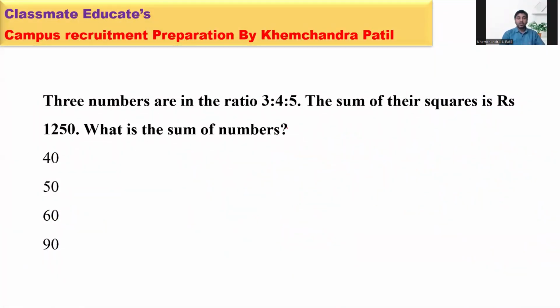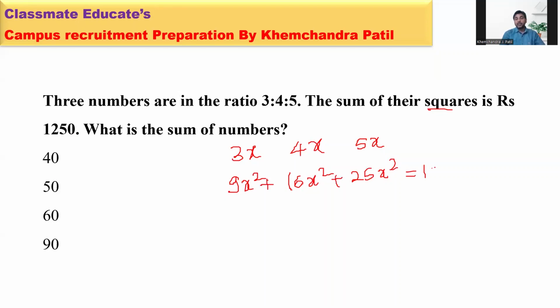Three numbers are in ratio 3 as to 4 as to 5. Sum of their squares is 1250. So see, if we assume that three numbers as 3x, 4x and 5x, their square will be 9x square, 16x square and 25x square. Now their addition is 1250. Now if you add this, this is nothing but 50x square is equal to 1250.